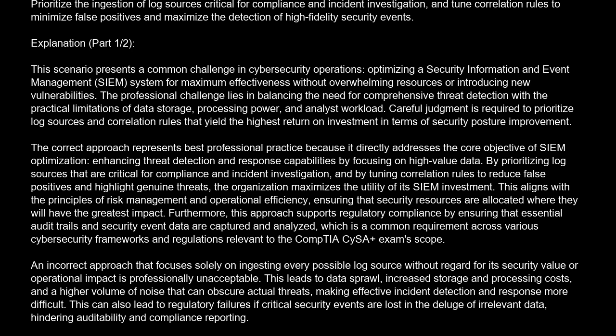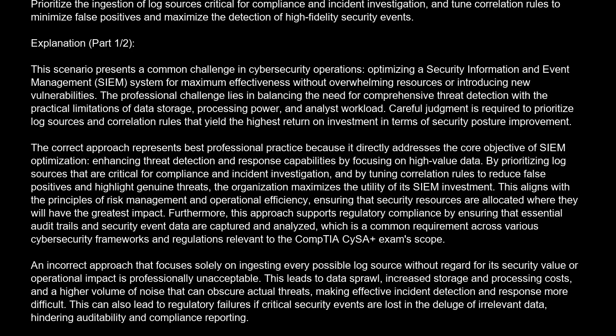Optimizing a security information and event management (SIEM) system for maximum effectiveness without overwhelming resources or introducing new vulnerabilities. The professional challenge lies in balancing the need for comprehensive threat detection with the practical limitations of data storage, processing power, and analyst workload. Careful judgment is required to prioritize log sources and correlation rules that yield the highest return on investment in terms of security posture improvement.